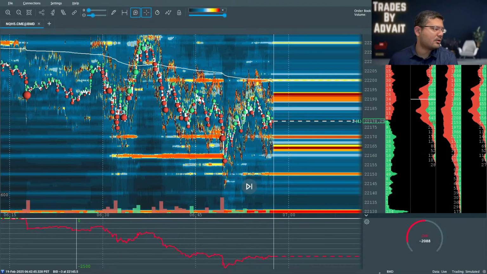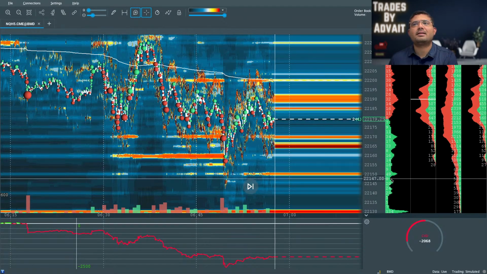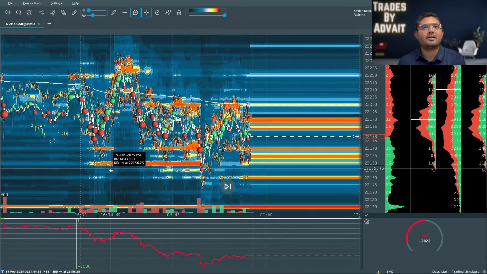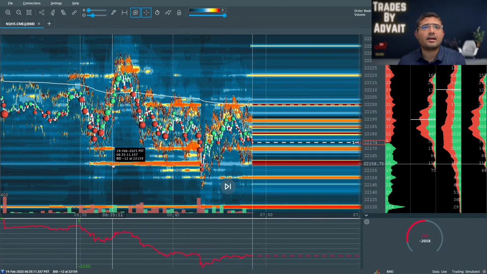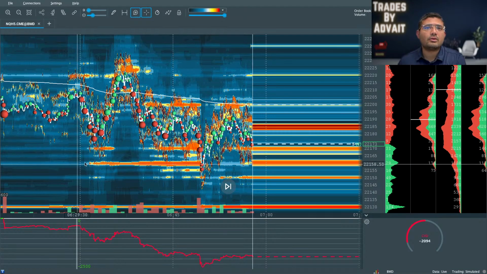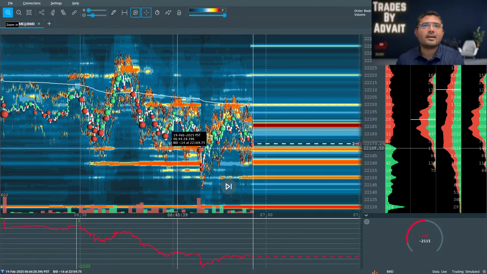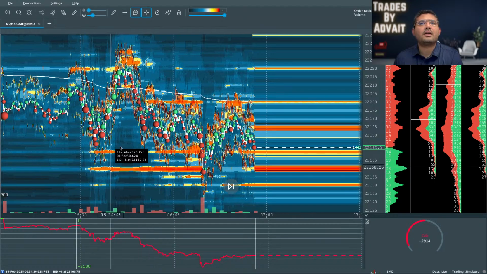But the good part about the markets right now is it is testing the standard liquidity zones very nicely. So over here you can see that this zone got validated very nicely, this zone got validated very nicely. So kind of standard action.